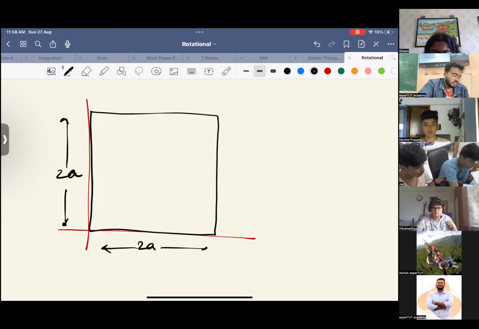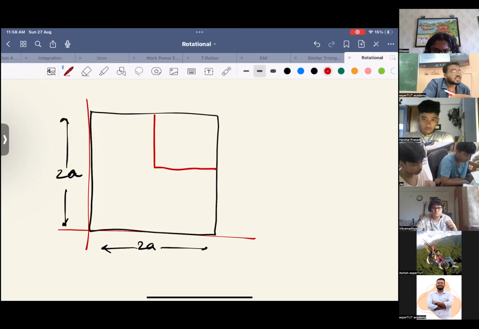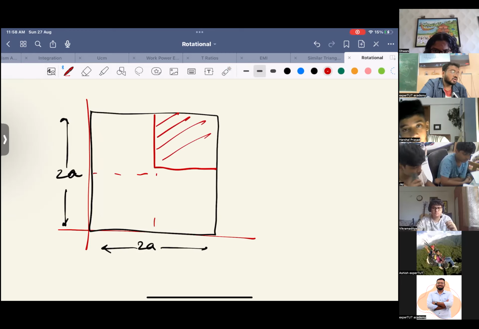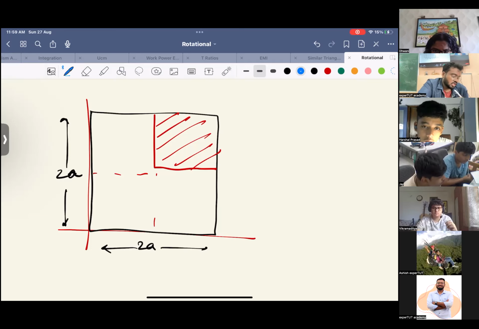It is at (a, a) here. Everyone understood this, right? Now if you cut out this part of the square from it, which is a square of side a, so these are 4 squares, no? Out of this you cut this square, it is gone. Where will the center of mass be? Will it be at (a, a)? No, it will not be there. It is not at (a, a). Good guess, but I don't think so.